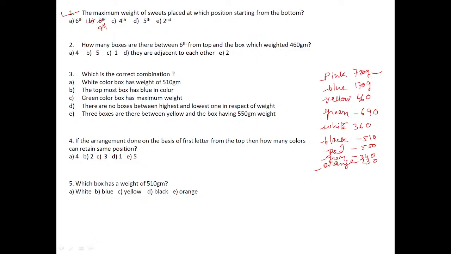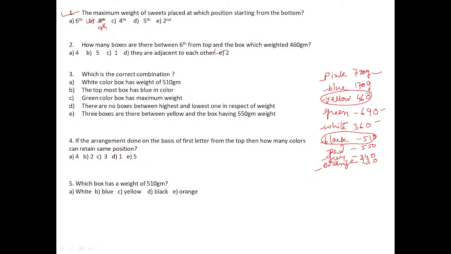How many boxes are there between 6th from top? 6th from top, 1 2 3 4 5 6. So this black box we are talking about, and the box which weighed 460 grams. So in between, two boxes, option E.